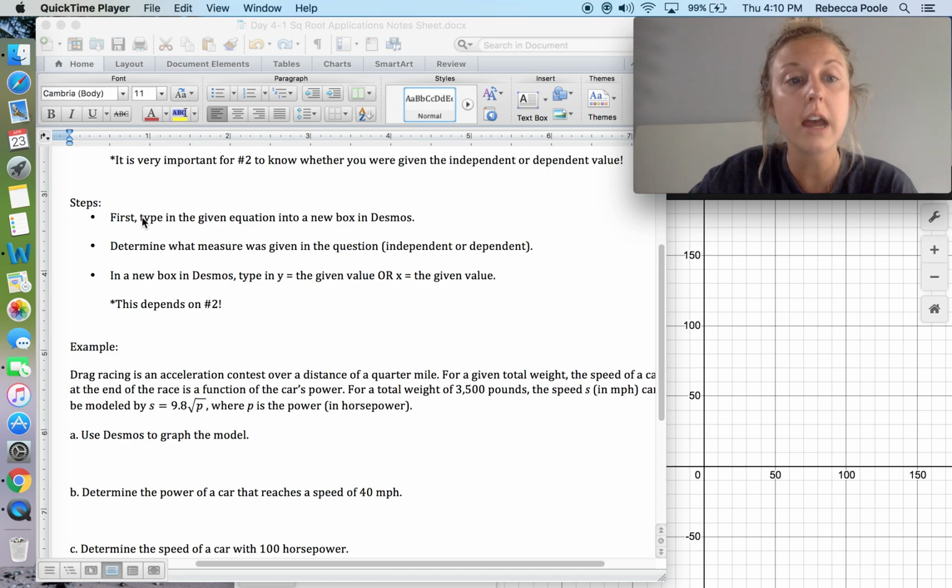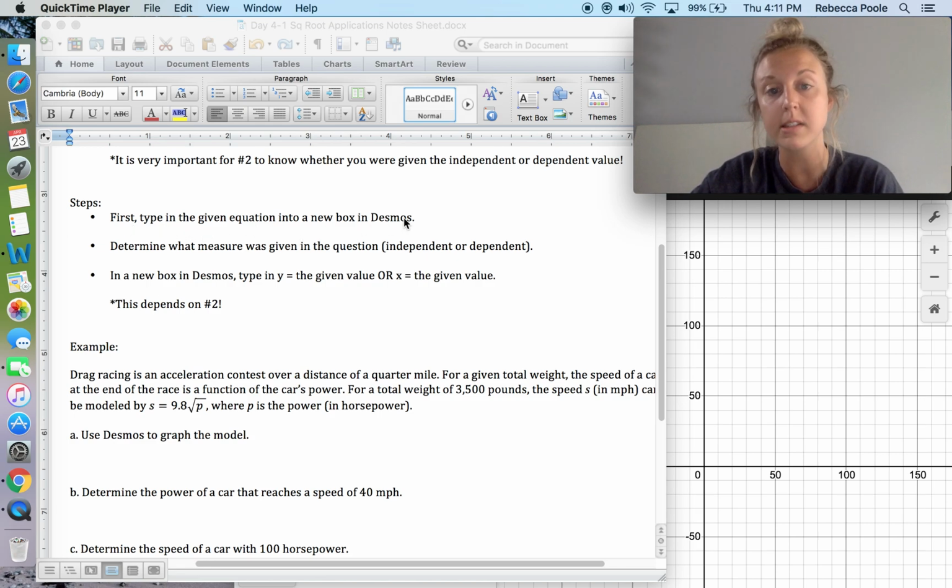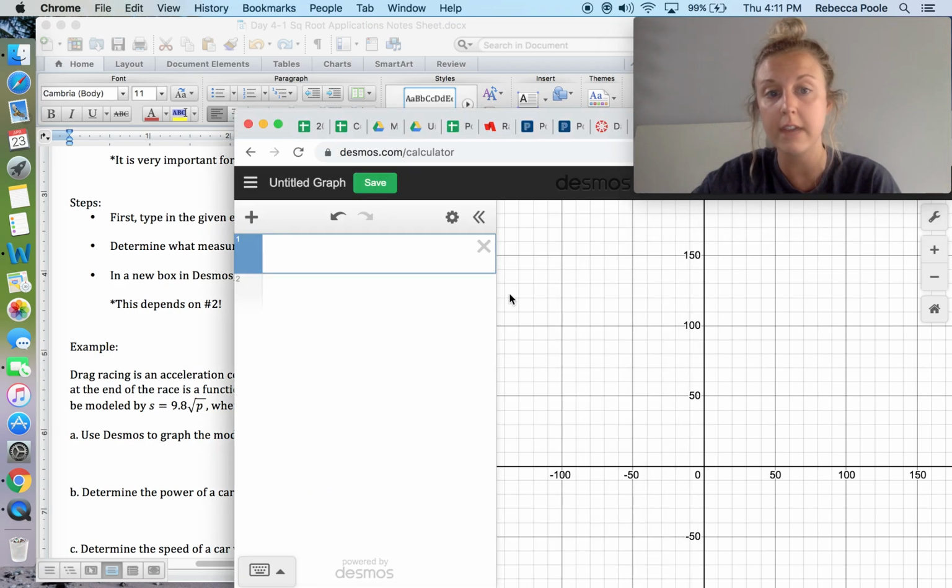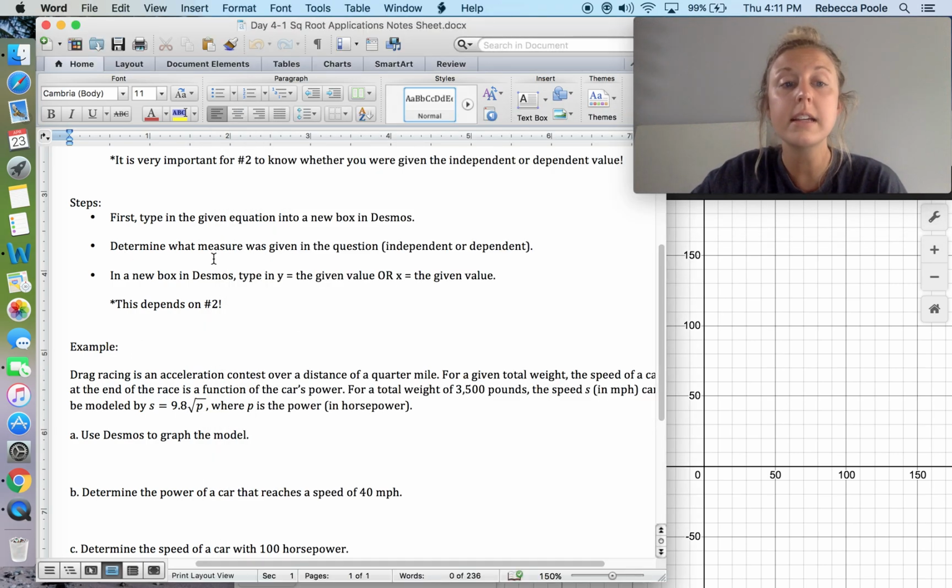So for your steps for applications of square root functions, the first thing you're going to do is type in the given equation into a new box in Desmos. So you guys see I already have Desmos pulled up. Second step, we're going to determine what measure was given in the question they're asking.